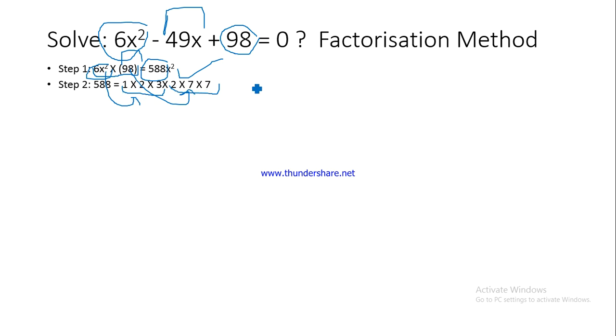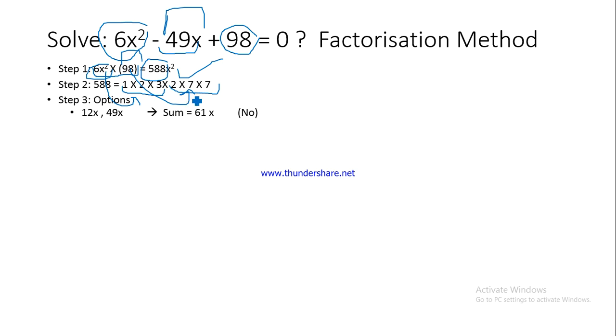Is this okay? Now in the third step, what we have to do is basically we have to use these factors that we have obtained in step 2 in such a manner that we are able to get this sum. The sum that we should get is minus 49. Remember this, it's not only 49. So that is something that you have to take care of. Minus 49x, that is what we need to get.